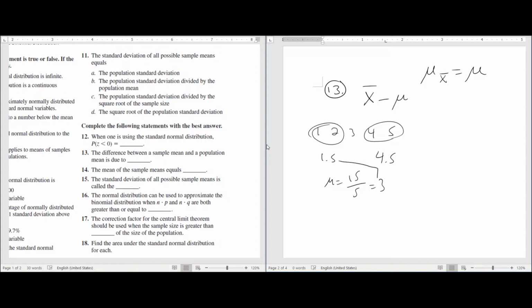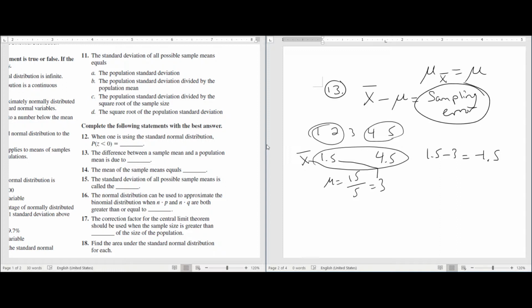So you see that when I take a sample and I average it, it's not going to exactly be 3. It's only when I take all the possible samples and I average those that it will give me mu x bar. But if I take a random sample x bar and subtract, 1.5 minus 3 is negative 1.5. So what happened there? That's due to sampling error, because when we take a random sample and do the average, we're not going to get the mean exactly. That's a vocab term from 6.4 when we did the central limit theorem. So that's called the sampling error.